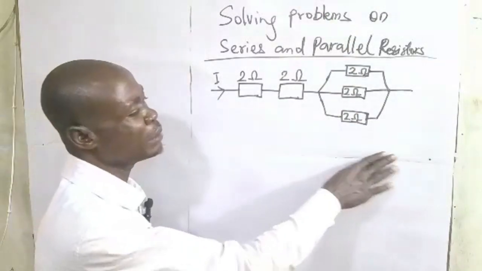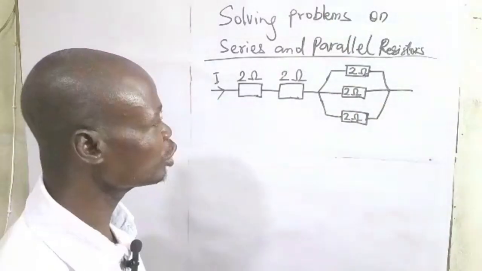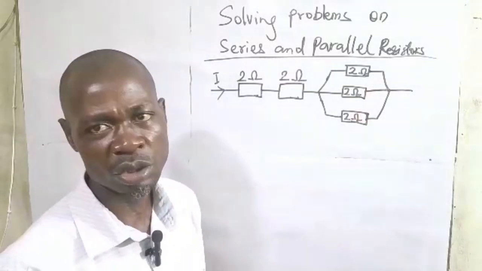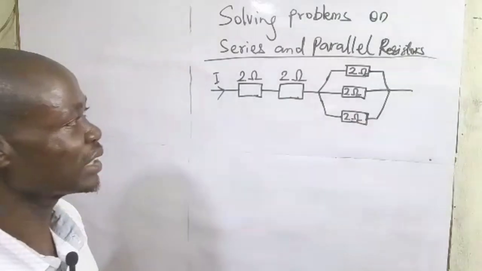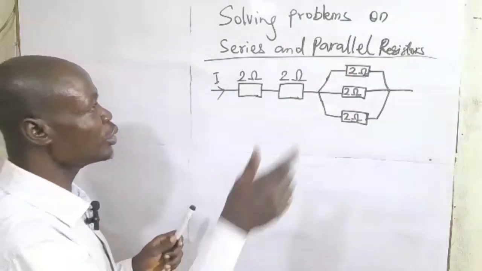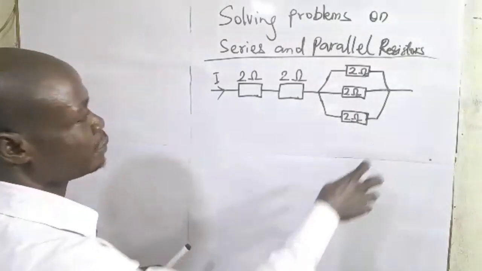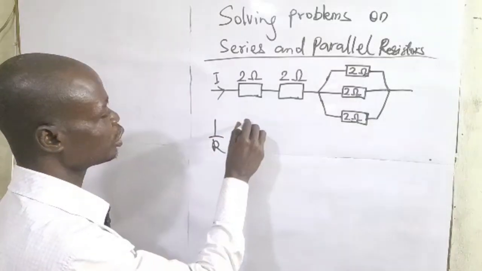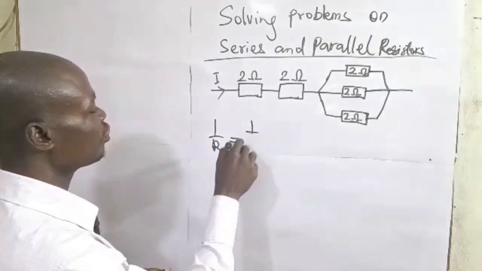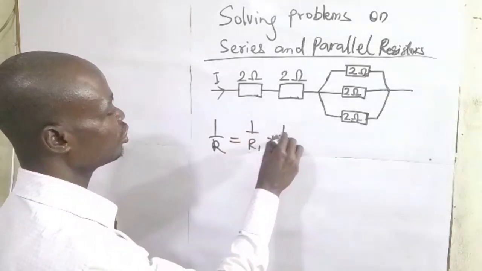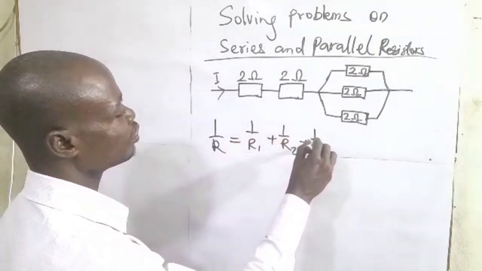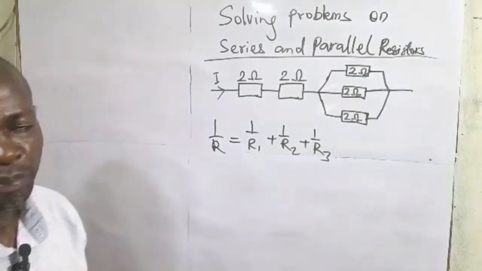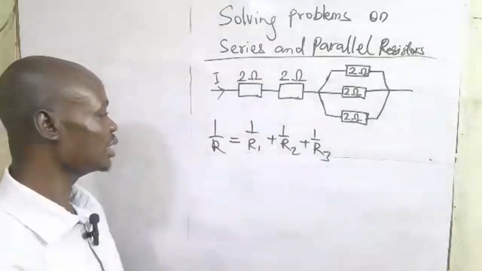So how do we solve problems in this case? For us to solve that, we first of all resolve the parallel resistors. So that is what we need to do first. How do we do that? We already know from our expressions that the total resistance of resistors in parallel is 1 over R1 plus 1 over R2 plus 1 over R3. Why? Because we have 3 resistors in parallel. So that is why we have to do it this way.